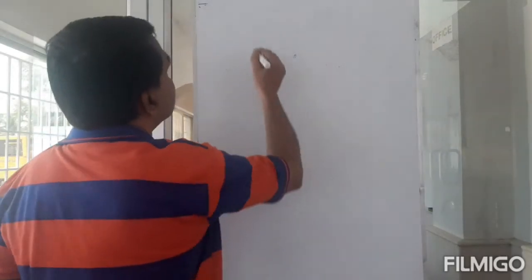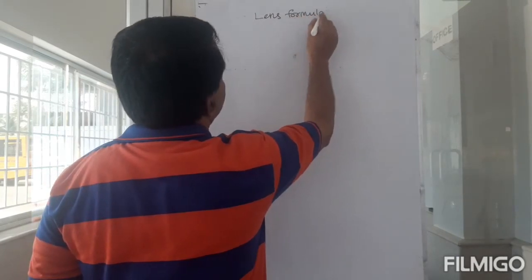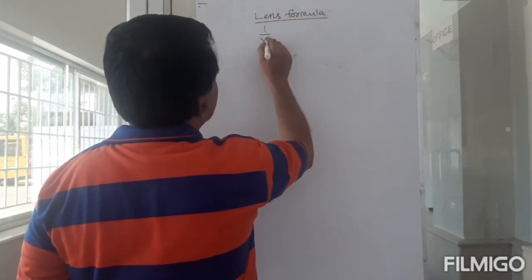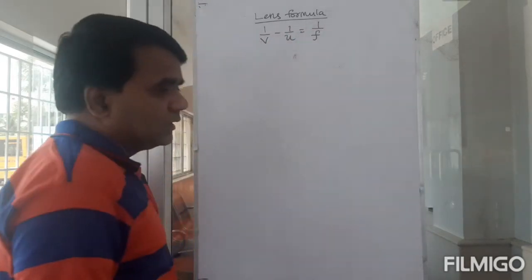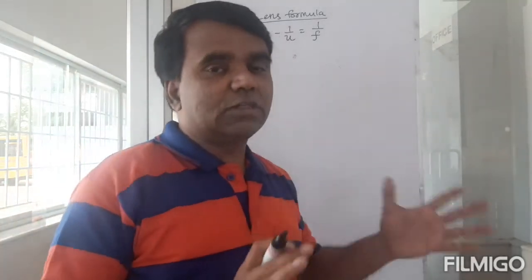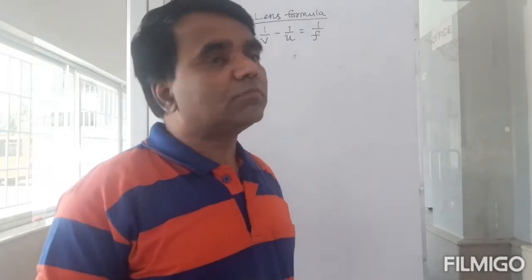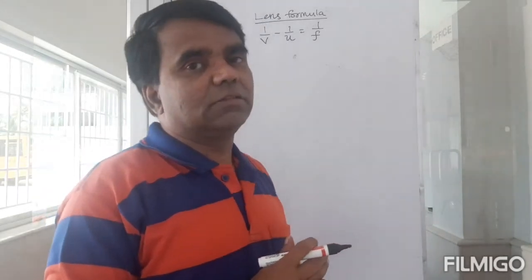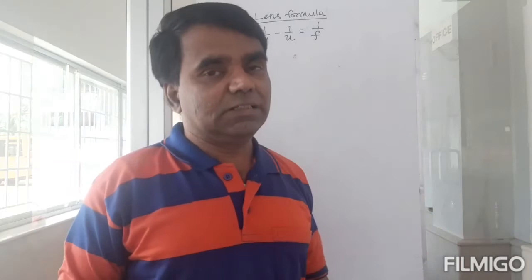What do you call as the power of a lens? First, let me write the lens formula. This is different from the lens maker's formula. So the lens formula is this: 1/v minus 1/u is equal to 1/f. This formula is true for all types of lenses. Even though we derived it for one particular type of lens, the biconvex lens, the double convex lens, this formula is applicable for all types of lenses.